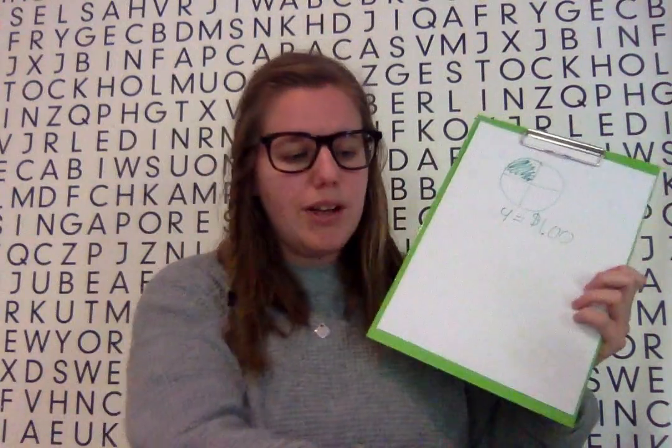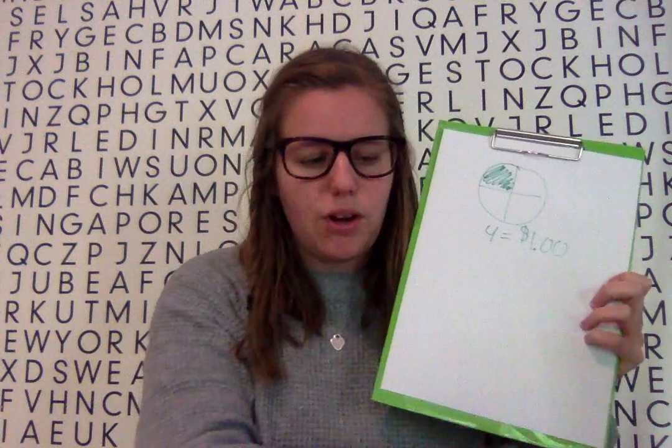If you said that my quarter is worth less, you're absolutely right. My dollar is worth more. So all of these coins help us to make up a dollar. So a dollar equals 100 cents. So let's look. To make $1, we're going to try to make $1.